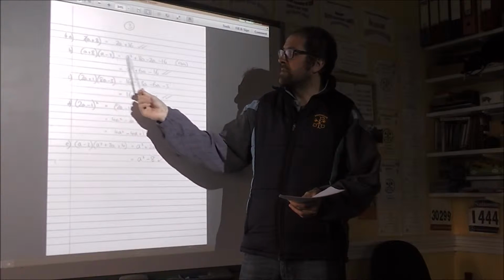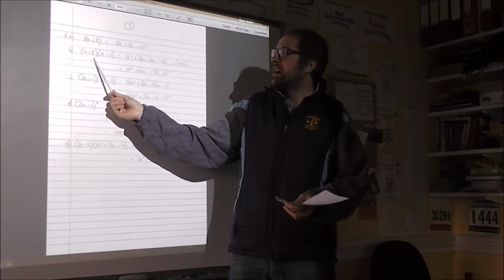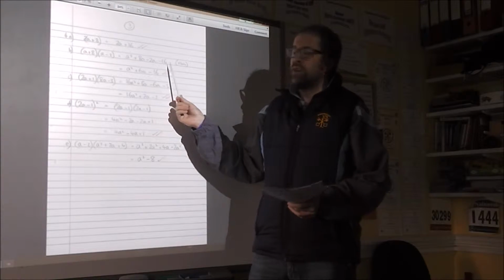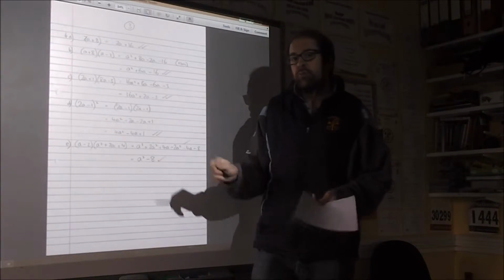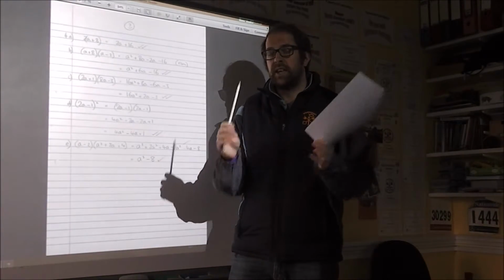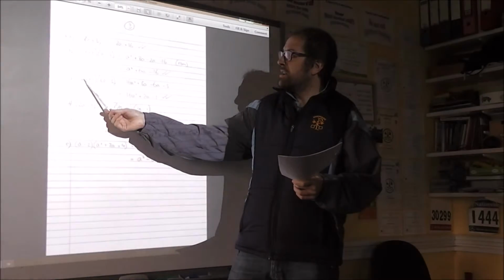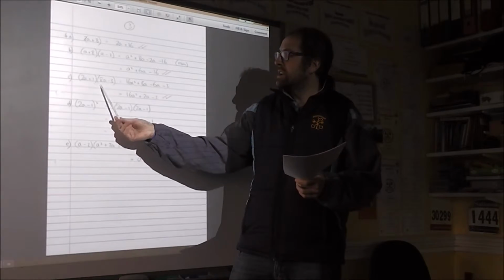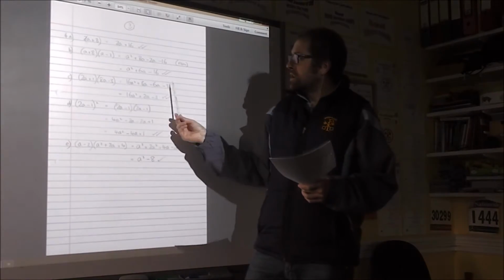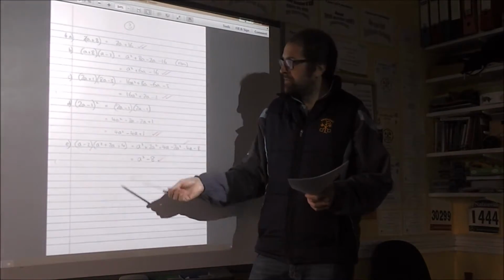Inside, 8 times a is 8a. And last is 8 times minus 2, which is minus 16. So you've got to multiply each term in both brackets by each other. Same with this one, by using first, outside, inside, last. You get that and then you can simplify it.